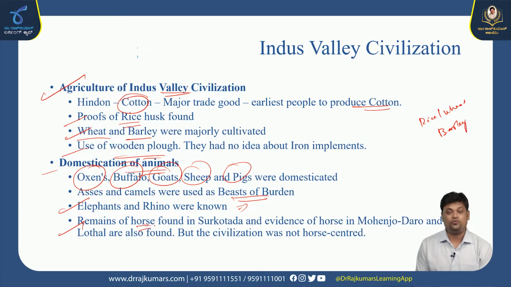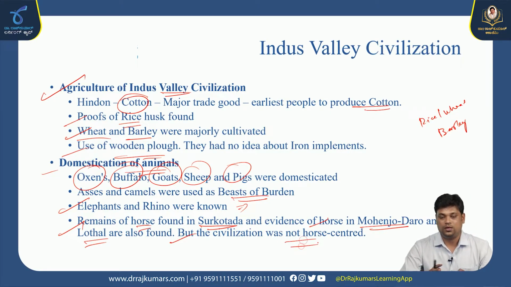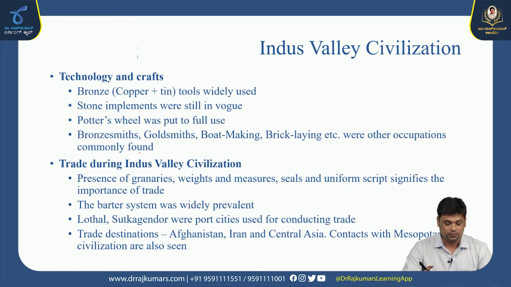Remains of a horse were also found in Surkotada, and evidence of horse in Mohenjo-daro and Lothal is also found. But the civilization was not horse centered, because the civilization did not use the horse in a vast amount, because it was used by the early Vedic period in 1500 BC.